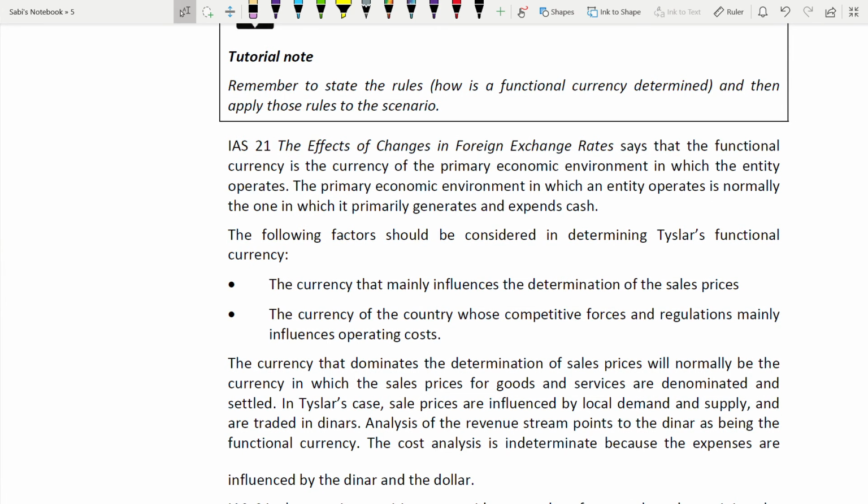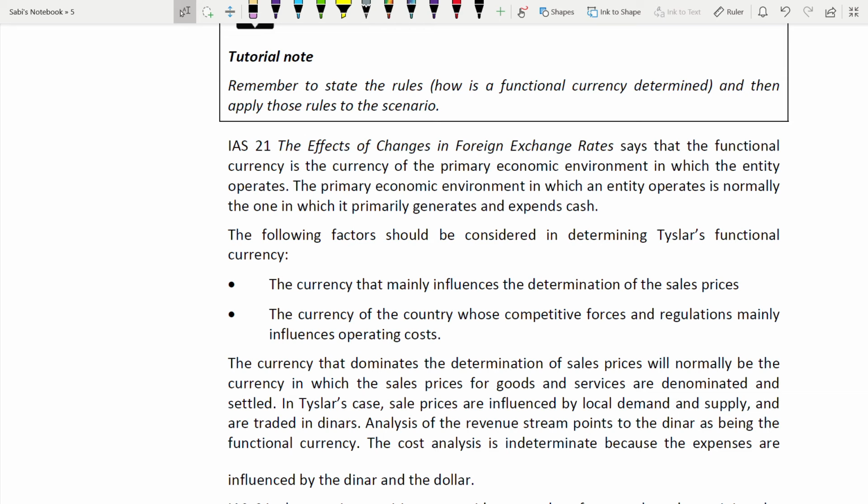Now, this question means you need a knowledge of the rules relating to IAS 21, relating to how functional currency is determined. There's a whole separate section in it. Right, and it's not hard, trust me. Whenever I say a whole section is there, people get scared, you know. They'll be like, oh my god, how many things we have to memorize. No, it's nothing like that. It's not a very lengthy thing.